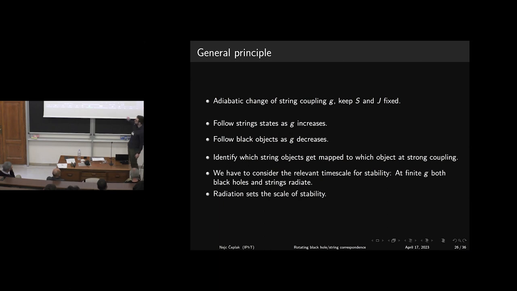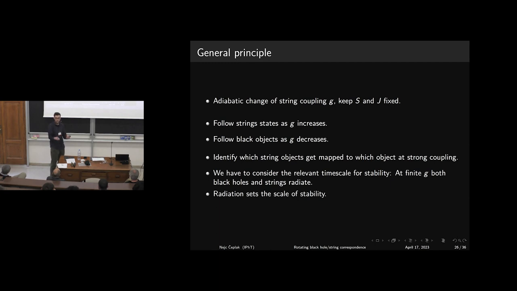So the first thing that we want to do is identify which string objects get mapped to which black hole objects. And one thing that we have to think about is something that's implicit in all of these configurations. I was talking about the fact that we're making an adiabatic connection between your black hole size and your string size.